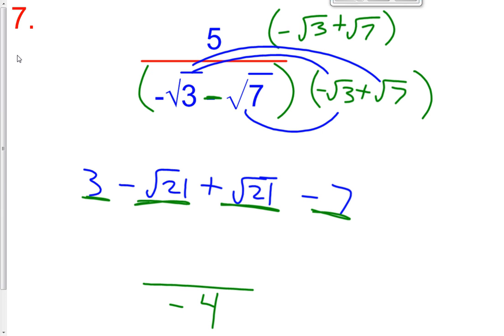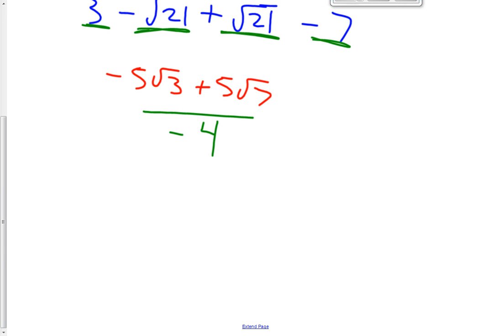So this 5, we're going to distribute it amongst both terms in the binomial here. So 5 times a negative square root of 3 is a negative 5 square root of 3. Do the exact same thing with the second term, so 5 times the square root of 7 is 5 square root of 7.